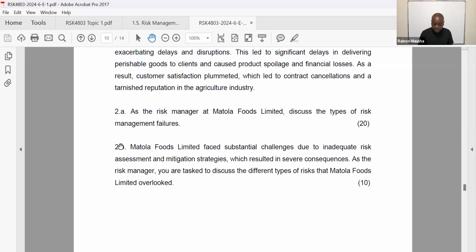Then for Unit 1.2, for question 2.2b, they also say Matola Foods Limited faced substantial challenges due to inadequate risk assessment and mitigation strategies, which resulted in severe consequences. So as the risk manager, you are tasked to discuss the different types of risks that Matola Foods Limited overlooked. We're also going to look at these different types of risks, which are mentioned in detail in Study Unit 11 as well.